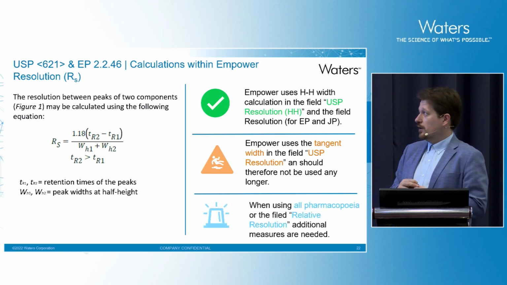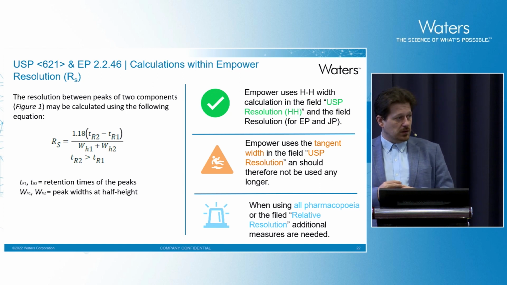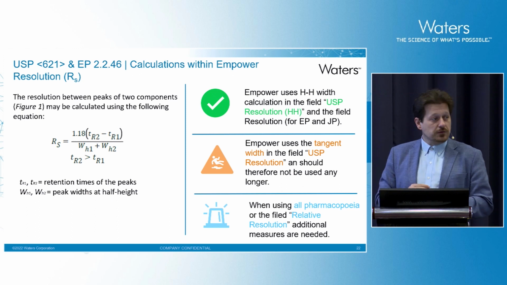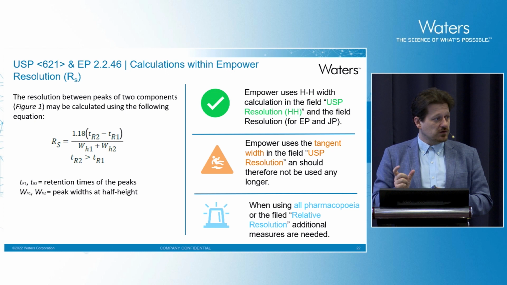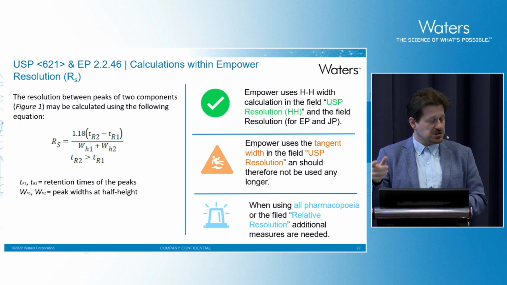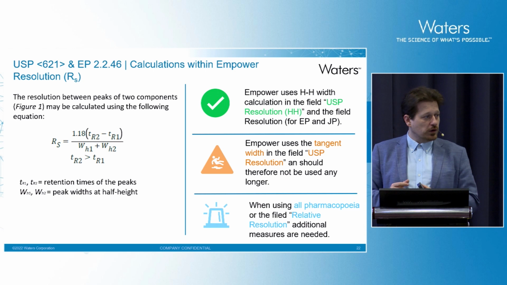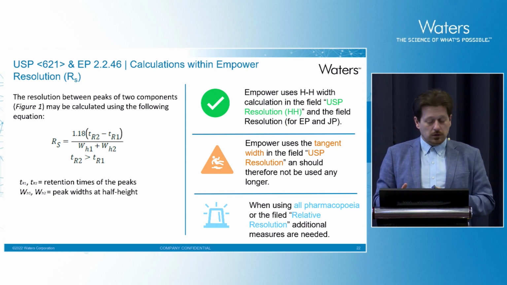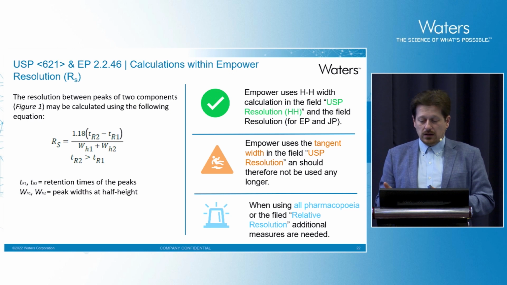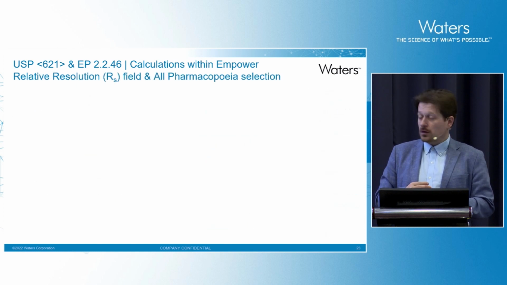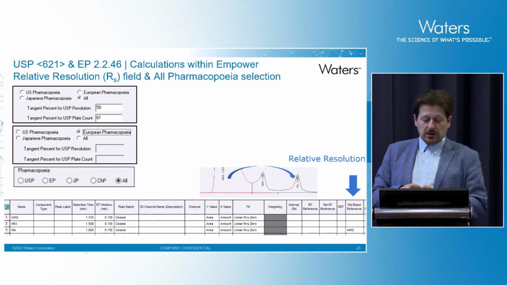Danger happens when you say, I want to use all pharmacopoeia. Because if you click compute all pharmacopoeia, it also has to compute a relative resolution, and there is in the database only one cell, relative resolution. There's no differentiation. Is it relative resolution according to EP, USP, JP? And in that case, it will use the tangent method. And this is not what we want. So if you have all, you have two ways. You either say, okay, I don't use the USP resolution field, I look for half height, or I make a custom field. So let's look at this relative resolution field.